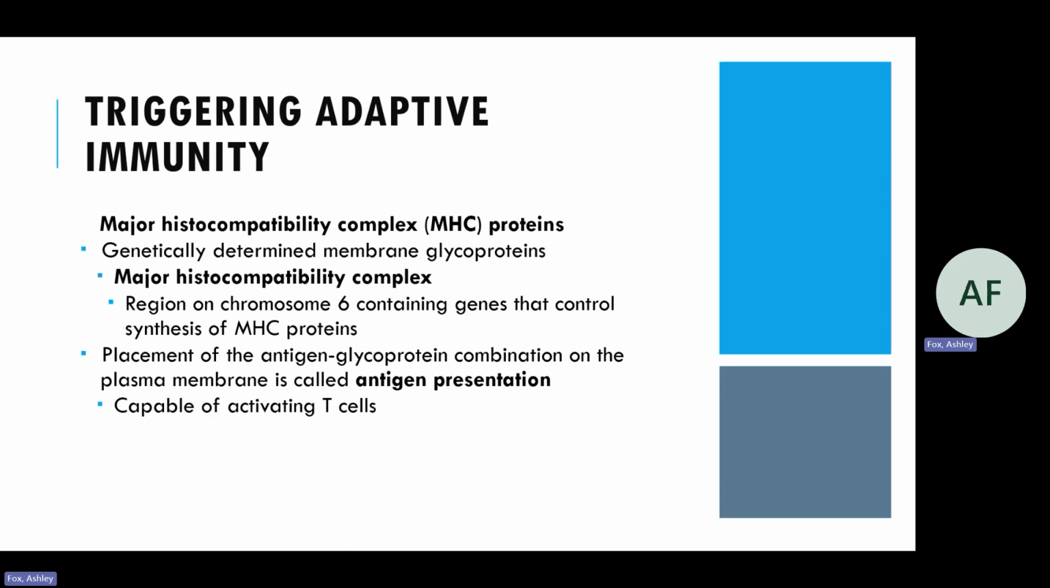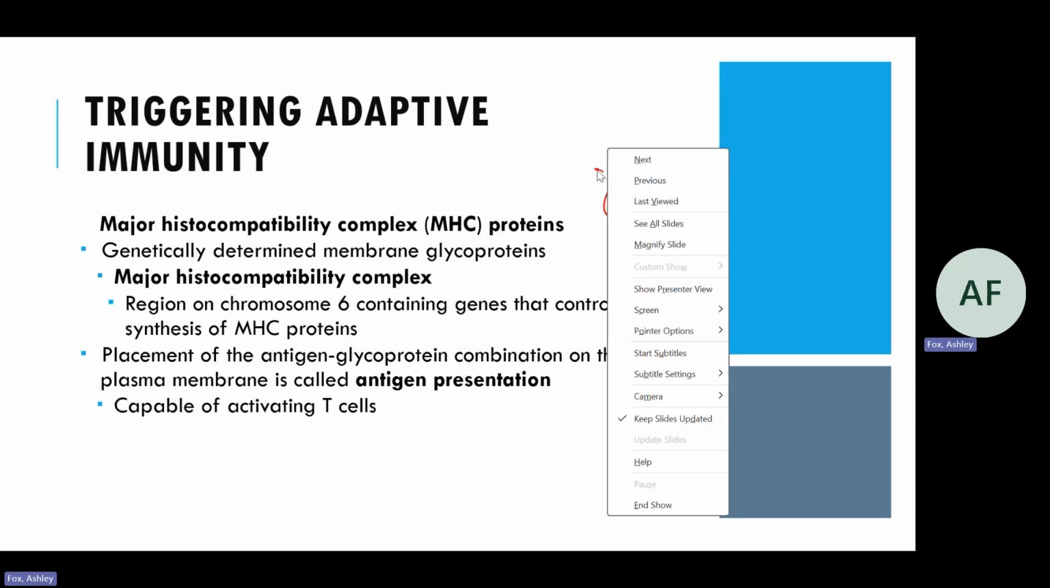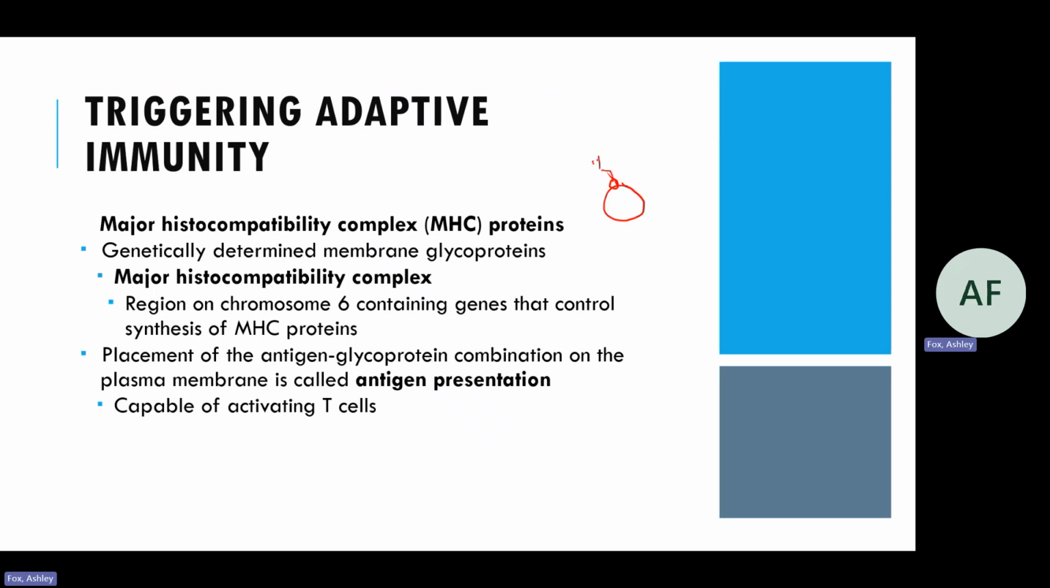So major histocompatibility complex, or MHC proteins, are going to be membrane glycoproteins. So if you remember, a glycoprotein is a protein on the surface of the cell that has a sugar signature specific to you. So it's going to have different branches of a sugar complex, making the glyco, and then it's a protein. So it's going to have a specific one that shows that you are you.